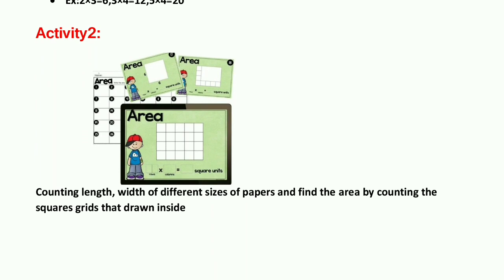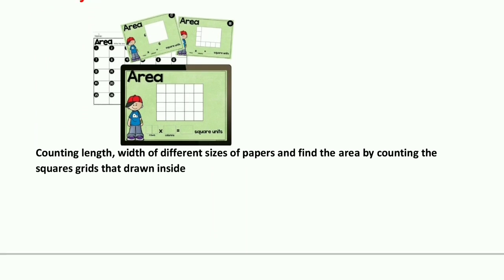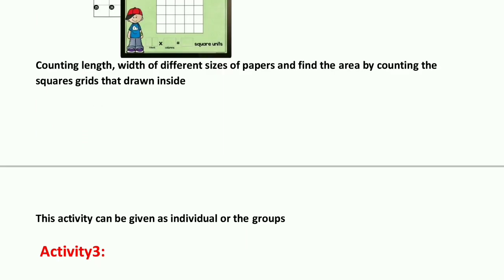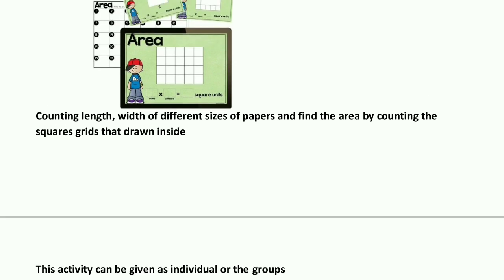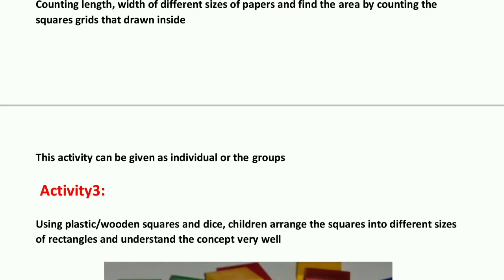And in activity 2, I am going to give them some sizes of rectangular papers or A4 size sheets, and they have to draw the lines by dividing that paper in equal squares. Here also they will count the length, width of the different sizes of papers and find the area by counting the squares, square grids drawn inside.